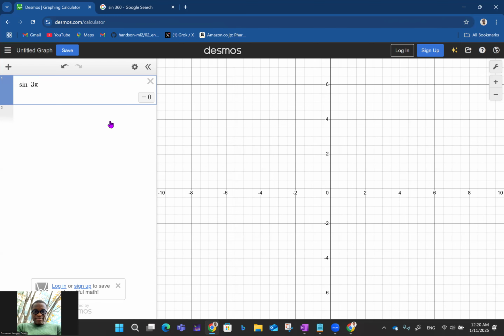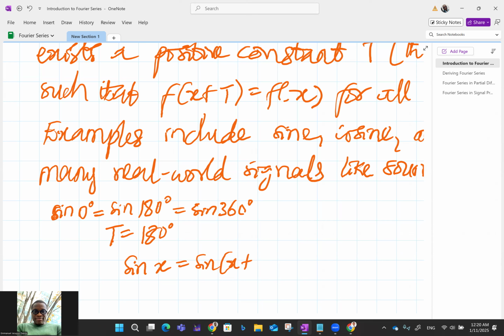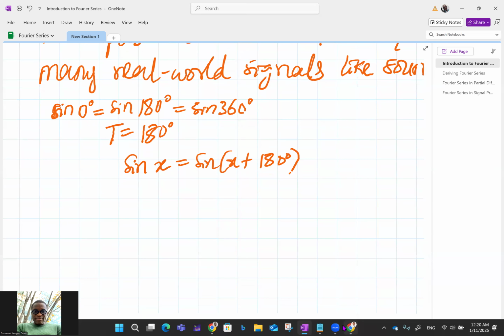So in that case, we can actually say that the period here is 180 degrees, because that simply means that sine x is always the same thing as sine x plus 180 degrees. So here, T is 180 degrees. So the period for sine is 180 degrees. I think for cos, it's slightly different.